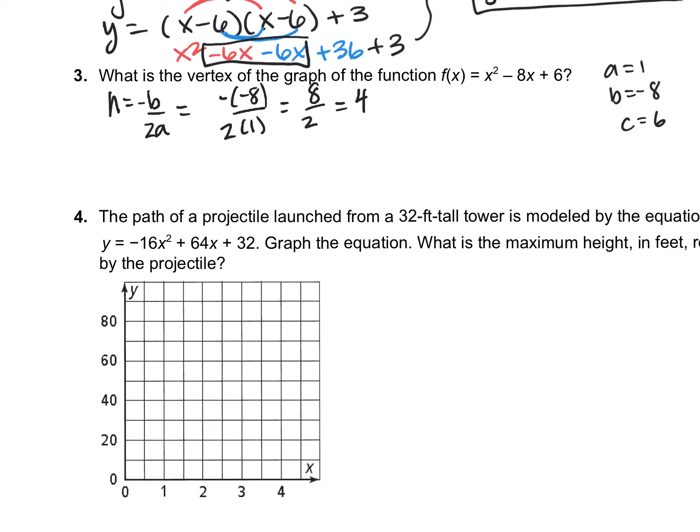To find the y value, or the k, so I've got 4 and I still need k, I take my 4 and I plug it in for x. So f of 4 is equal to 4 squared minus 8 times 4 plus 6. And that I would plug straight up into my calculator.